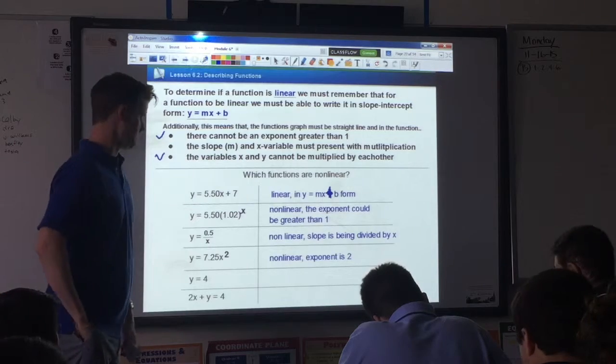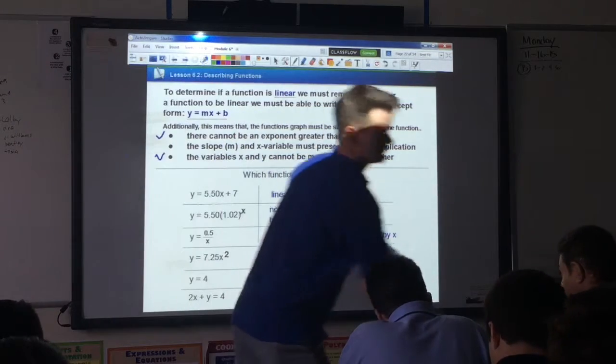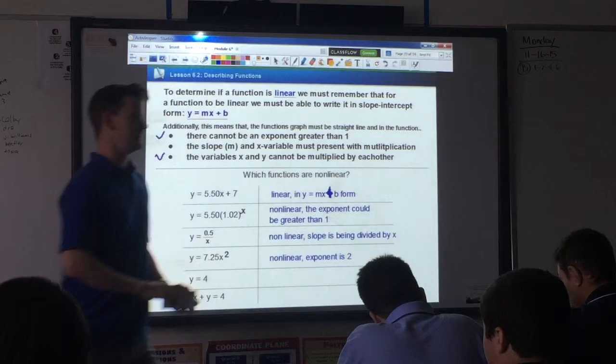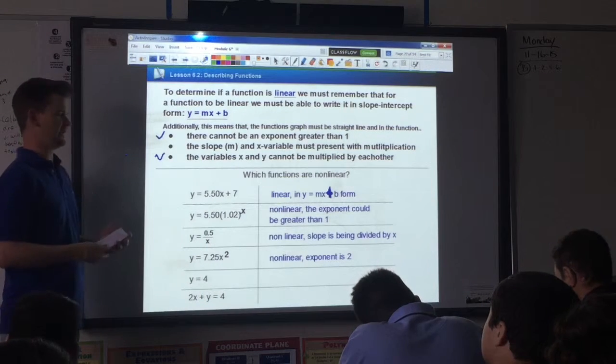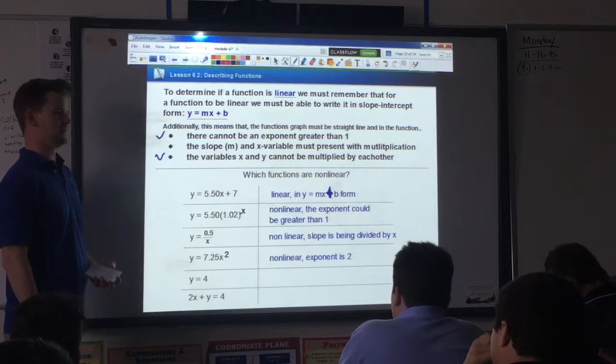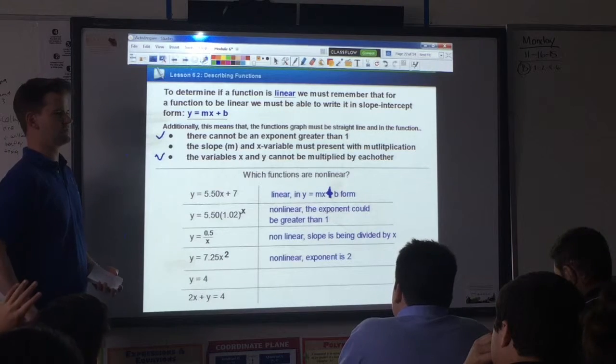Chris, what about the next one? Y equals 4. It's linear. This one is, in fact, linear. Can anyone tell me, follow-up question to that, what the slope is of this line? Anybody have an idea? Think about it before you just say it.